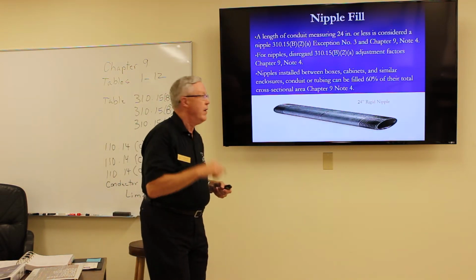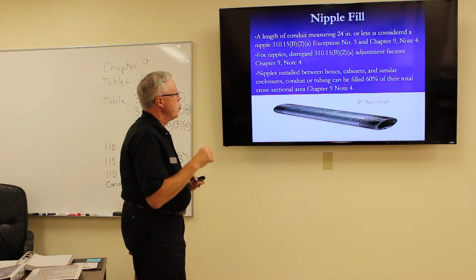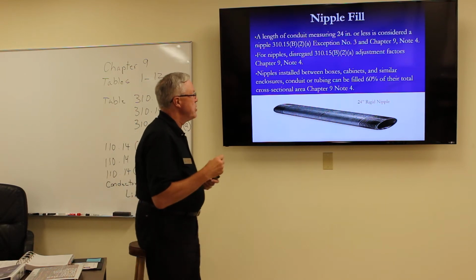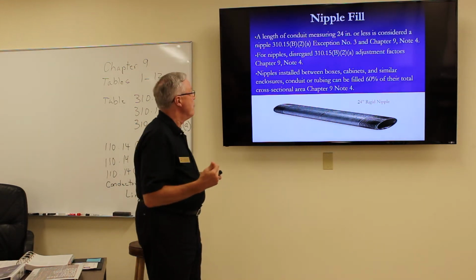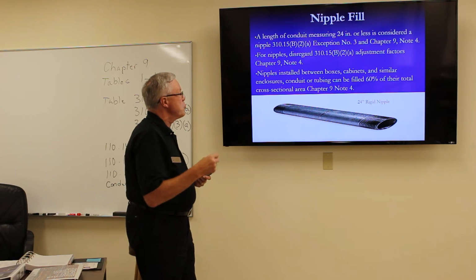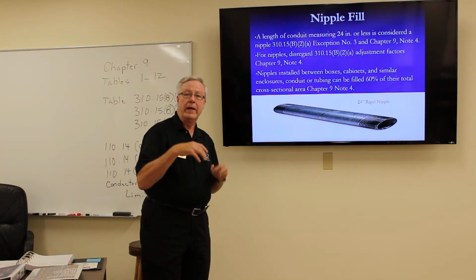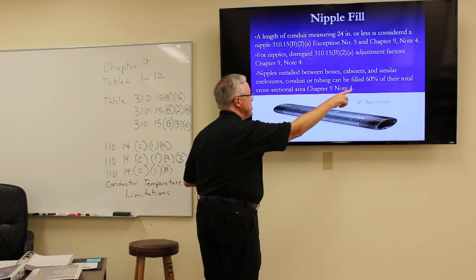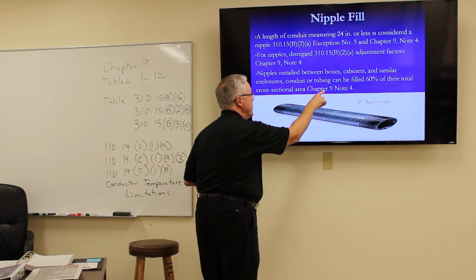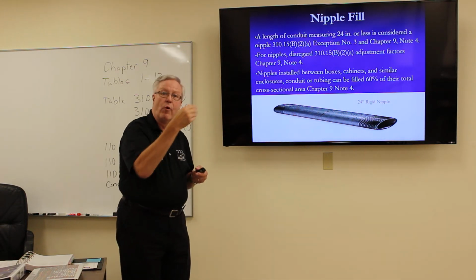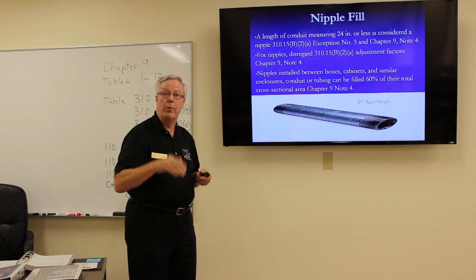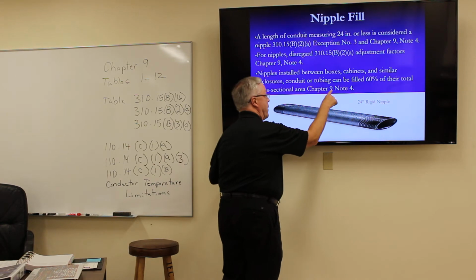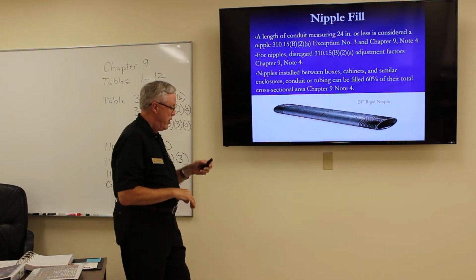Alright, the nipple fill. A length of conduit measured 24 inches or less is considered a nipple. 310.15(B)(2)(a) Exception number 3 tells us in Chapter 9, Note 4 that for nipples, we can disregard any adjustment factor depending on the number of the conductors in the raceway. Nipples installed between boxes, cabinets, and similar enclosures can be filled 60% instead of the 40% conduit fill. If it's a 24 inch nipple, we can use the 60% conduit fill in the cross sectional area. Here again, that's Chapter 9, Note 4 of the notes.